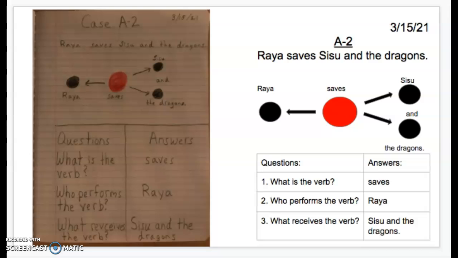And so I've analyzed my sentence. I've broke it up into its three parts. My what is the verb, saves. Who performs the verb, Raya. And what receives the verb, my direct object, which I have two, Sisu and the dragons.